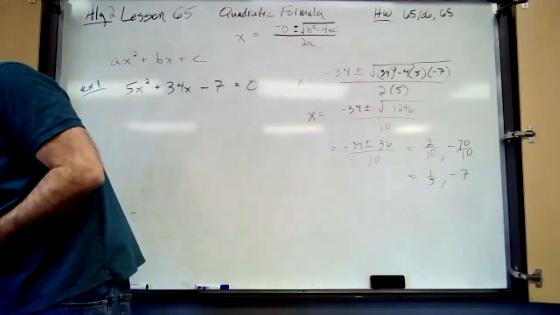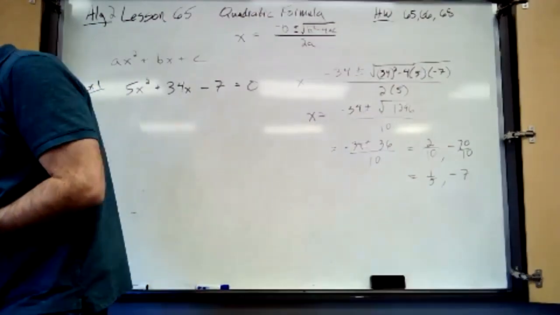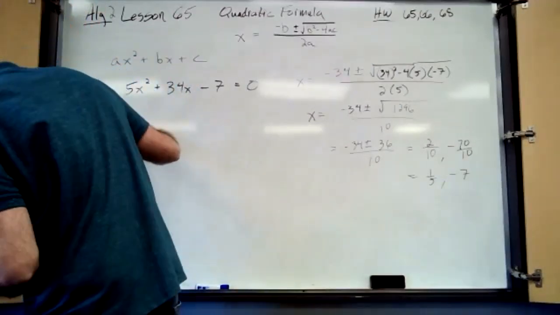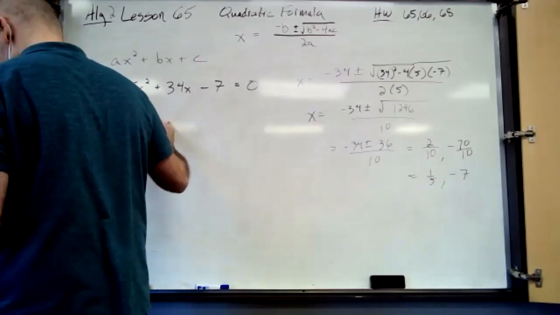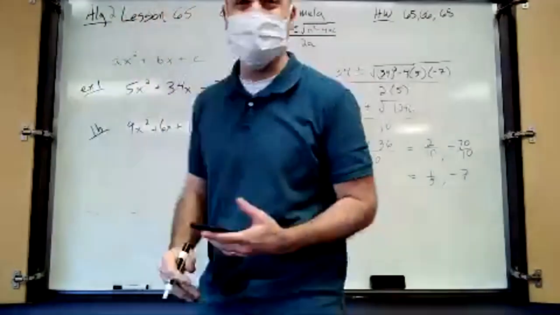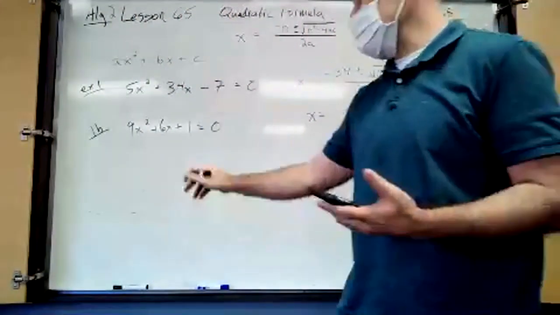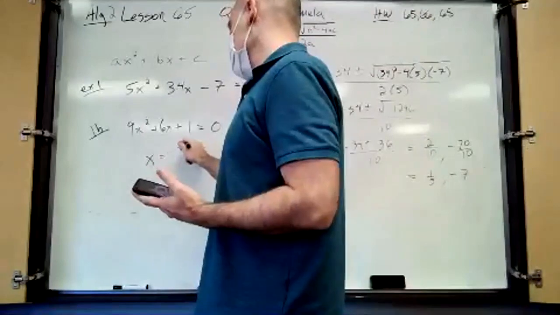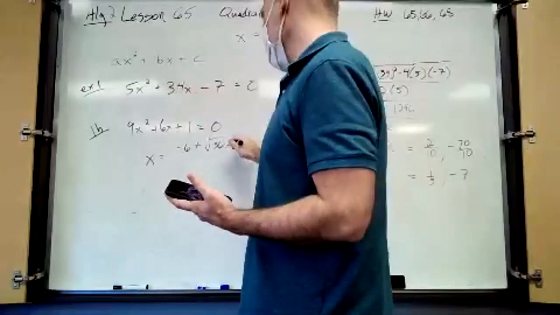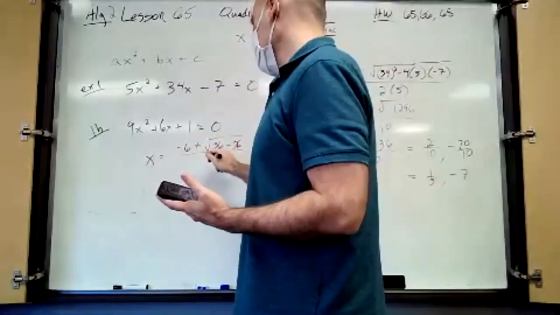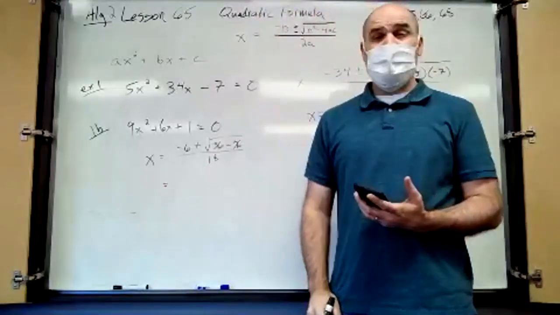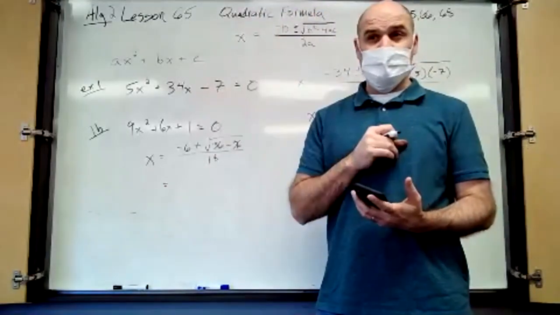Okay, so let's try a different kind of one. This is 1b. This is 9x squared plus 6x plus 1 equals 0. Solve for x. If I plug this in, here's what happens. I get negative 6 plus or minus the square root of 36 minus 4ac, so 36, all over 2a, so 18. So you get 0. You get 0. What happens when you plus or minus 0?